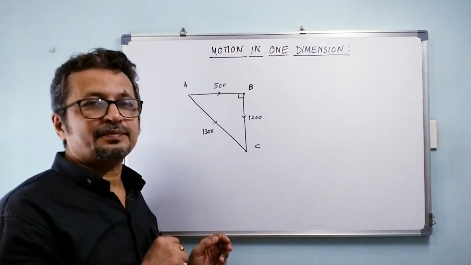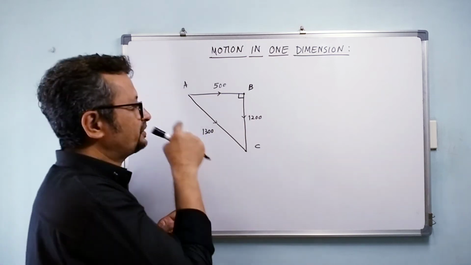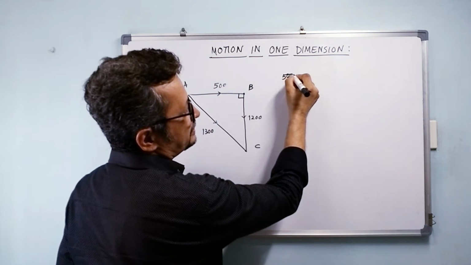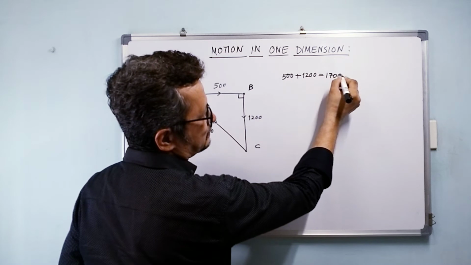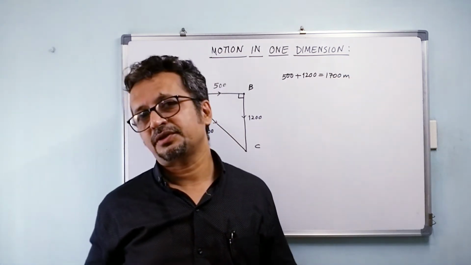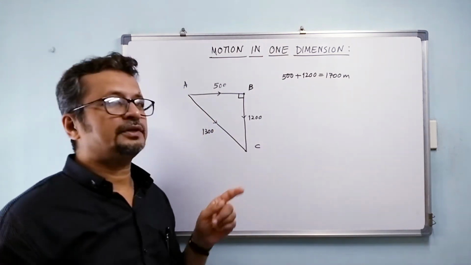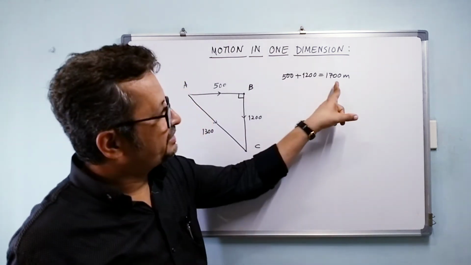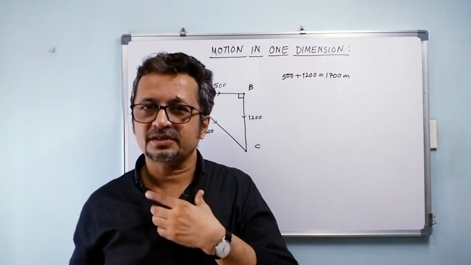Now here, for covering this distance of 1300 meter, I had to travel how much? 500 plus 1200, and that is equal to 1700. So I walked 1700 meter to reach a point which is actually 1300 meter from where I started. This 1700 meter is the distance covered by me.